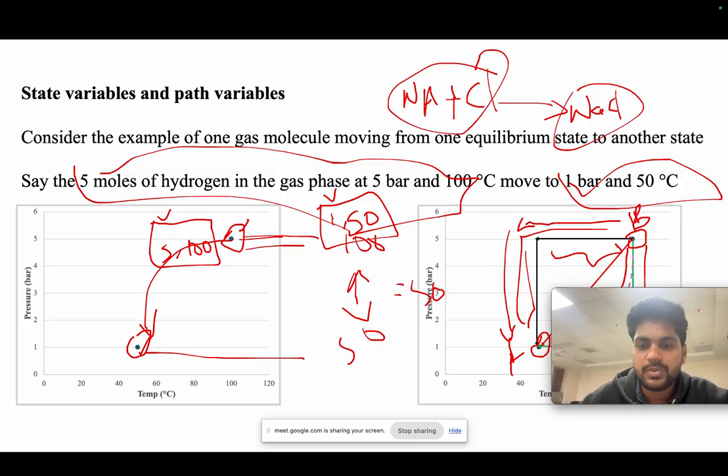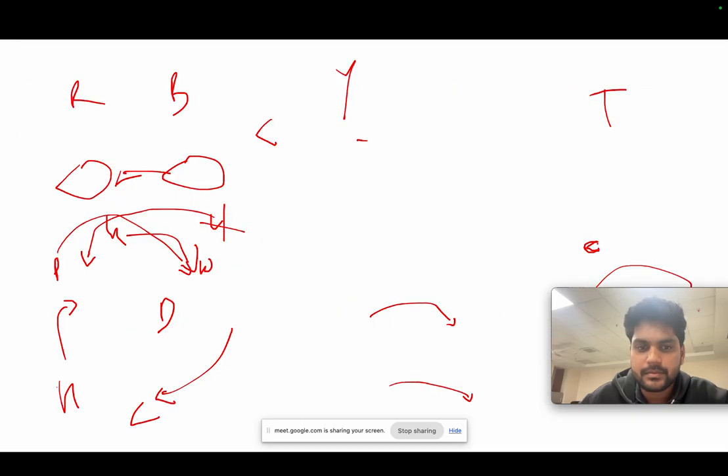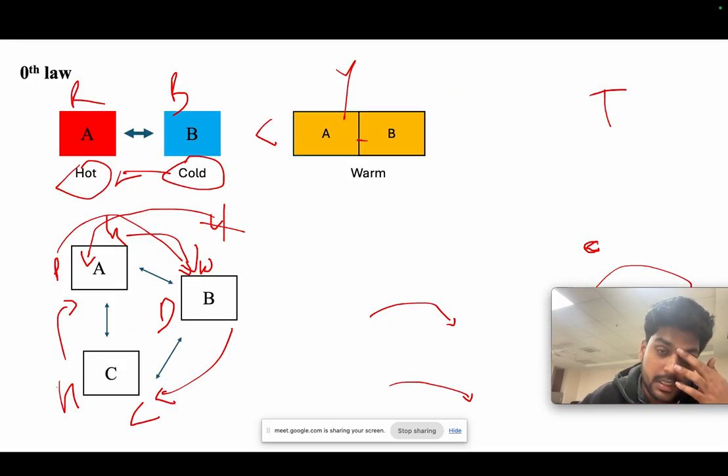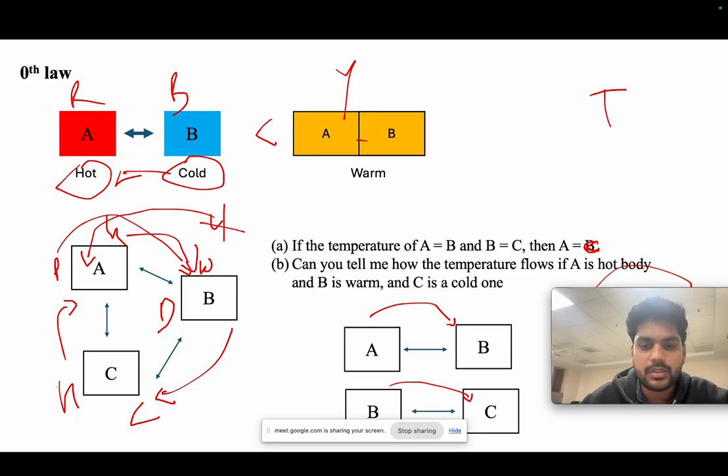And we have two examples of how we can go from point A to point B. And then we have the zeroth law. Zeroth law says something about heat transfer between two bodies. Suppose I give the example of heat transfer from a hot body to a cold body.